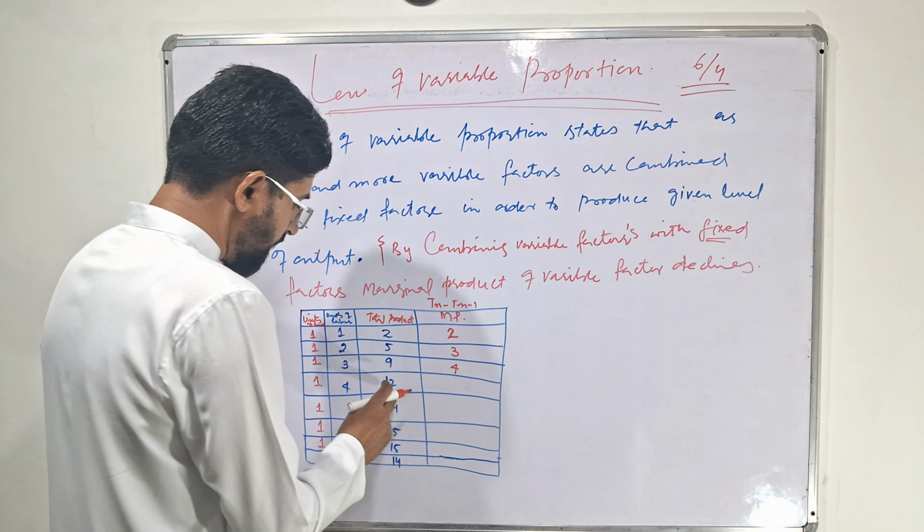Marginal product means change in total product. Then 15 minus 14 is 1. 15 minus 15 is 0. 14 minus 15 is minus 1. This is the marginal product. Based on this schedule, we have to draw the diagram.